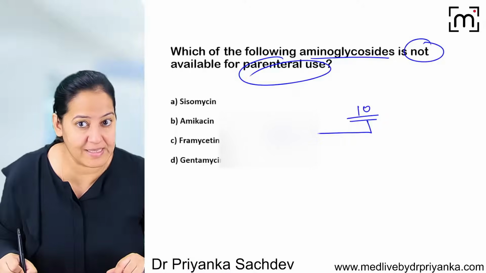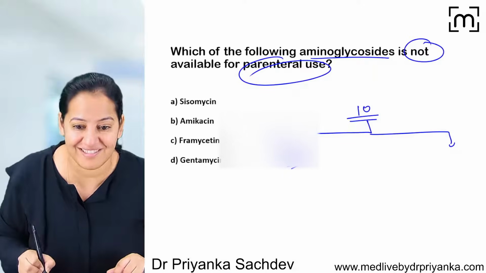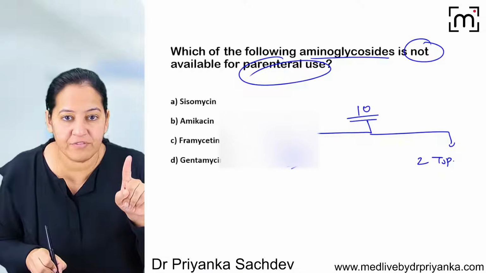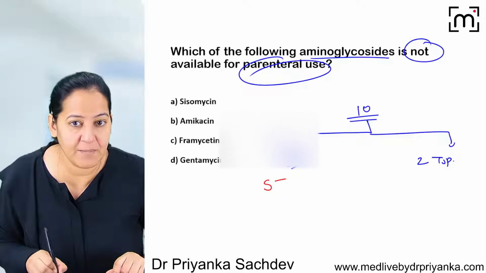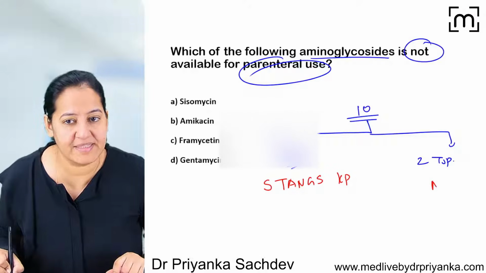The question is based on classification. Out of the 10, 8 are systemic. Systemic means parenteral. And 2 of them are topical. So what they are asking, see, how many of them are systemic? 8. What is the mnemonic? Stanks KP. And here the mnemonic is NF.